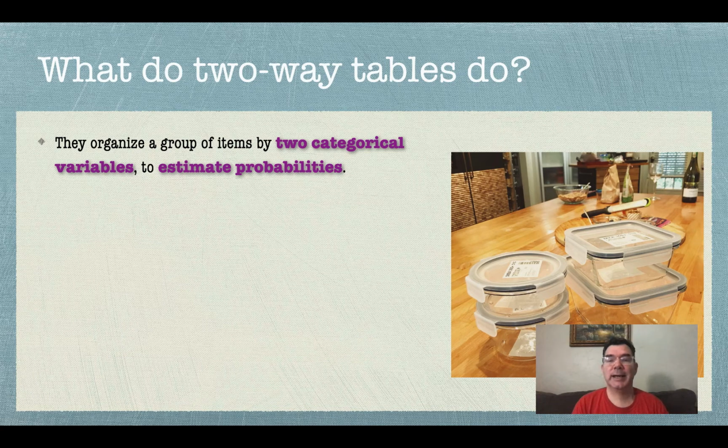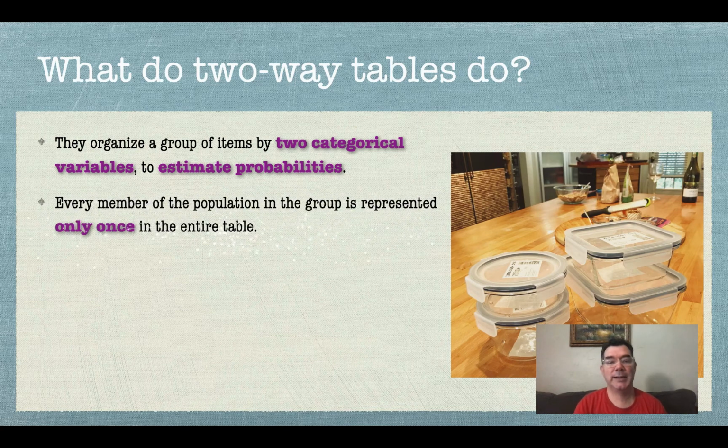It's basically an organizational mechanism for you to organize everybody in a population, or everything in a population, by two variables. And we can put those variables in categories, and then we use that table to find probabilities in different ways. You just have to make sure that when you're creating your table, everybody in the population is only represented once.